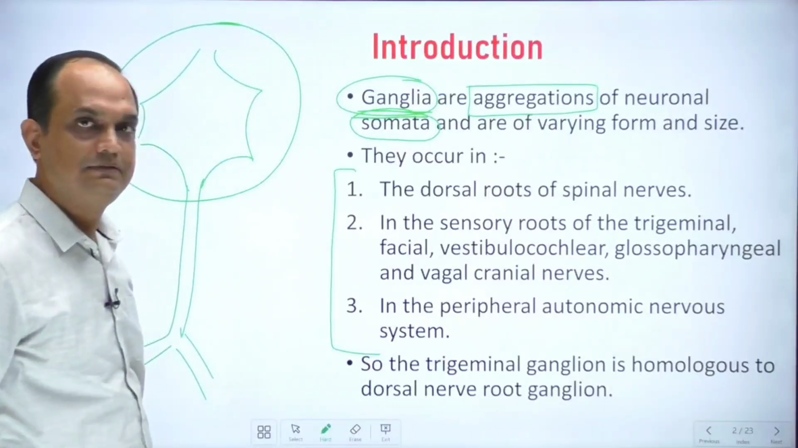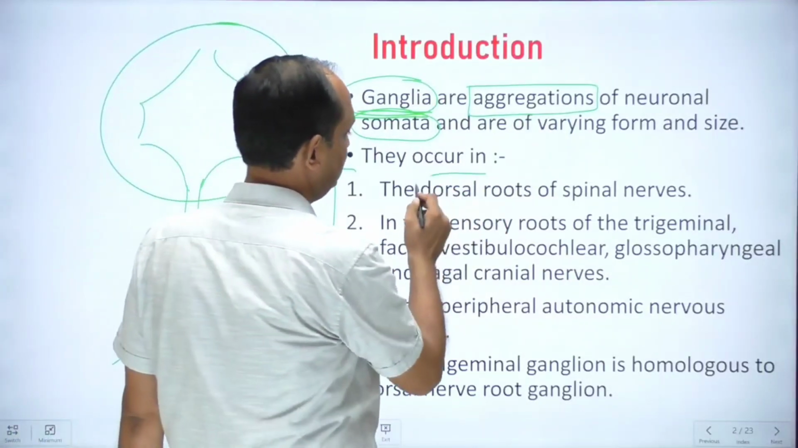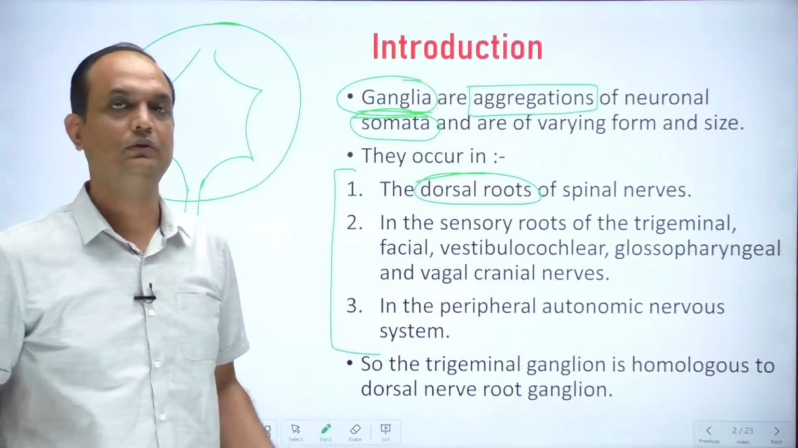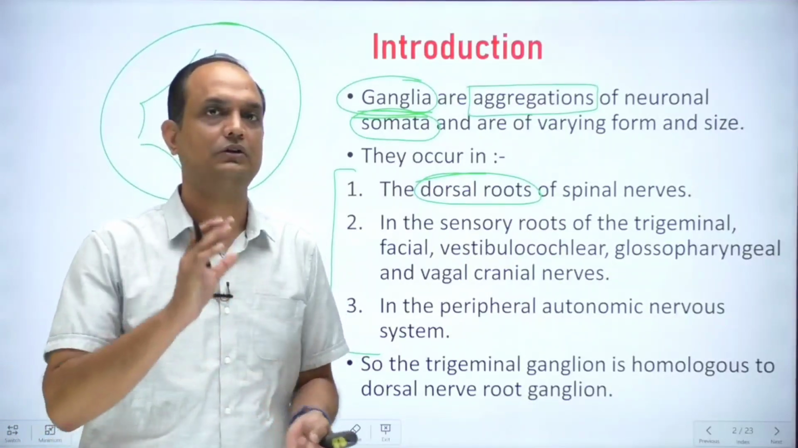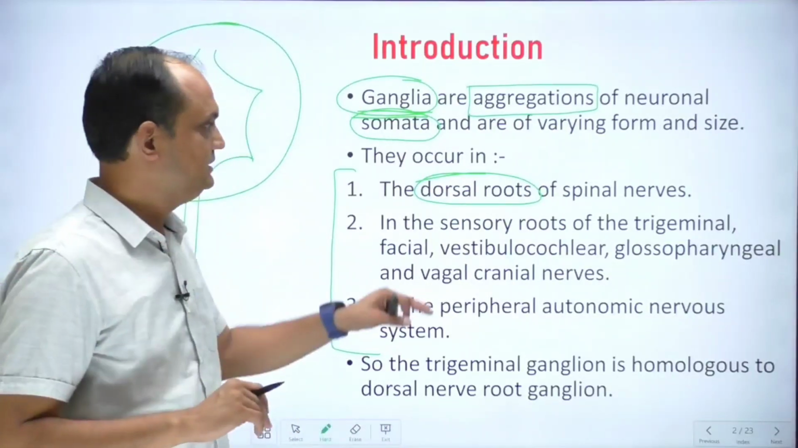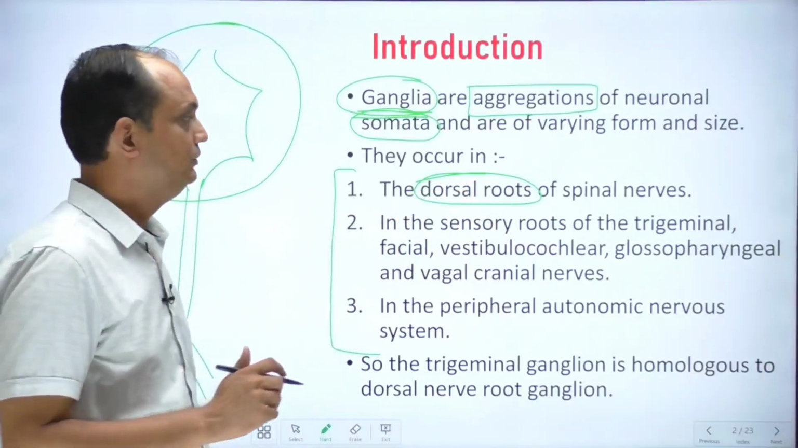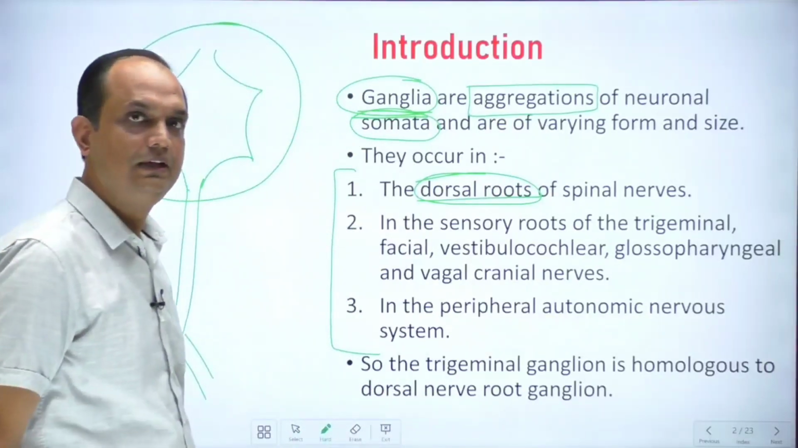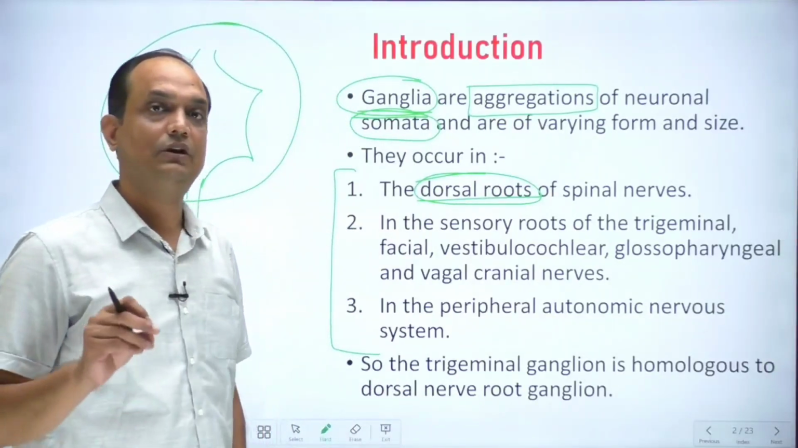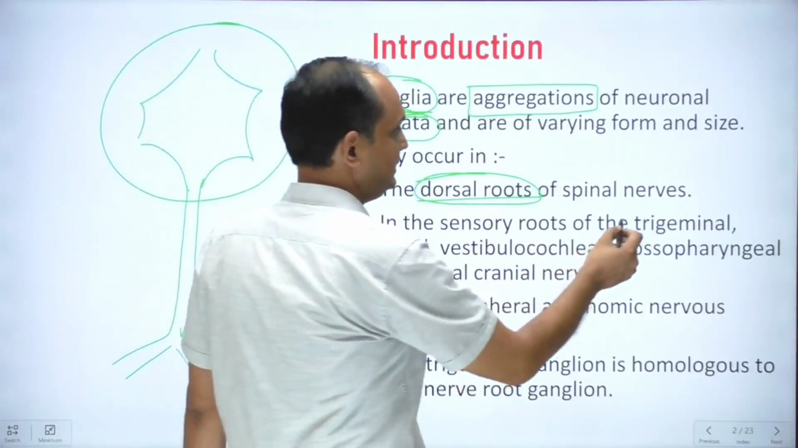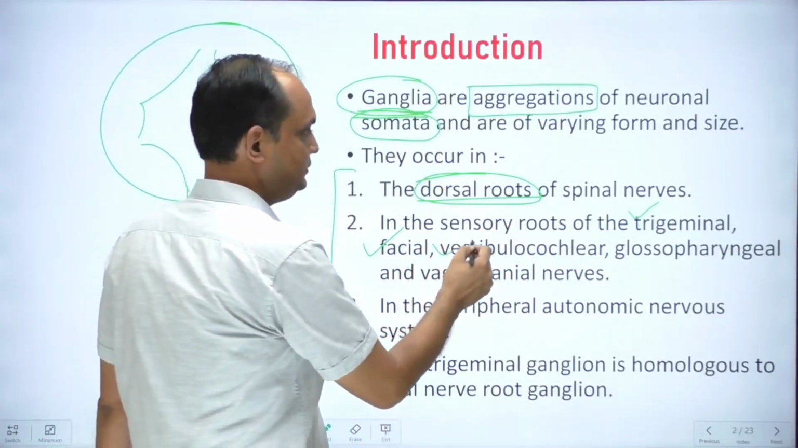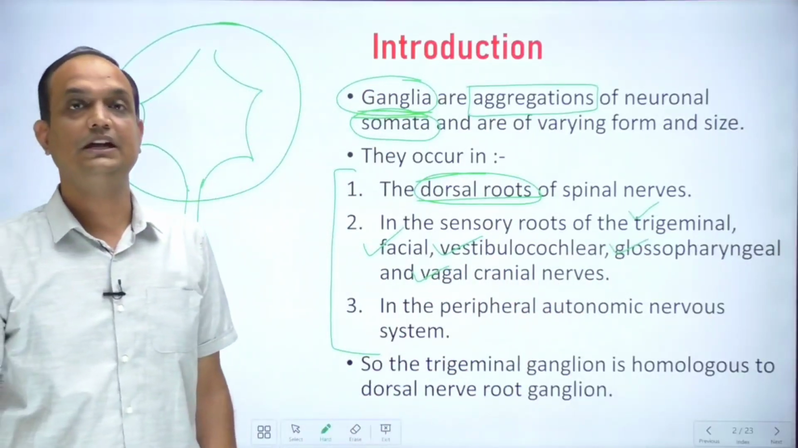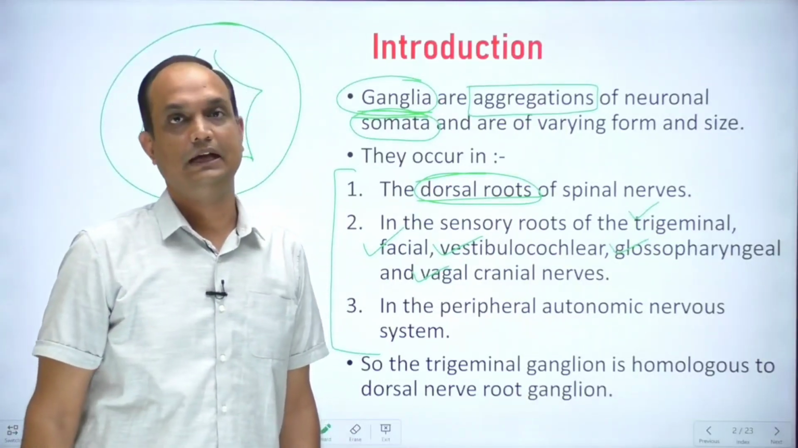These are a few examples where you have the ganglia, like dorsal root ganglia. Dorsal root ganglia are present in the spinal nerves. You know that there are two roots of the spinal nerve, dorsal root and ventral root. When you see the dorsal root, which is the sensory root, you have the ganglia, and that is known as dorsal root ganglia. In the same way, we have the ganglia of cranial nerves: trigeminal, facial, vestibulocochlear, glossopharyngeal and vagal cranial nerves. These cranial nerves also have ganglia.